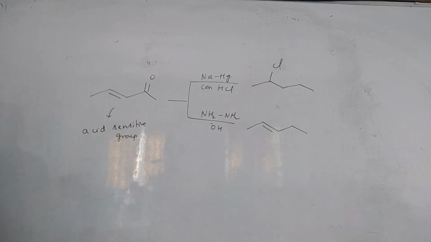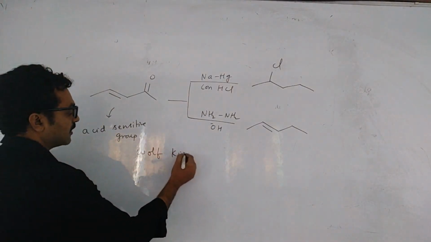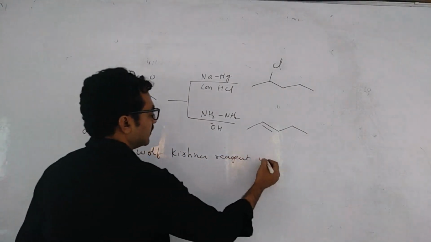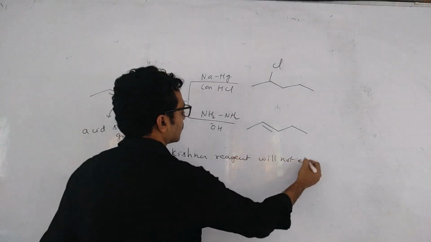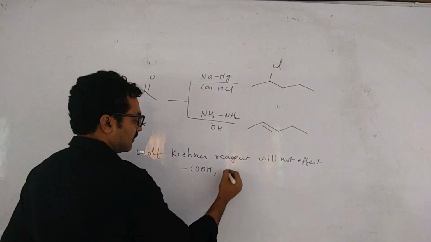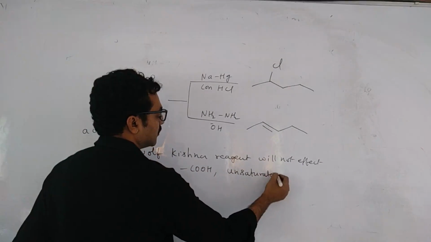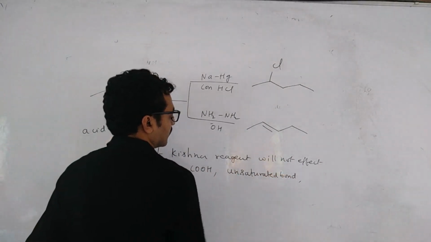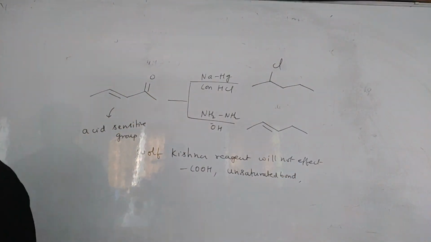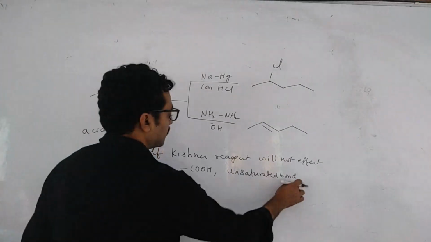Three or four of them are there, I will tell you. Wolff-Kishner reduction or the Wolff-Kishner reagent will not affect what? The acid group, COOH group, and it will not affect an unsaturated bond. Unsaturated bond also won't be affected, and even the benzene ring. Those two are enough.